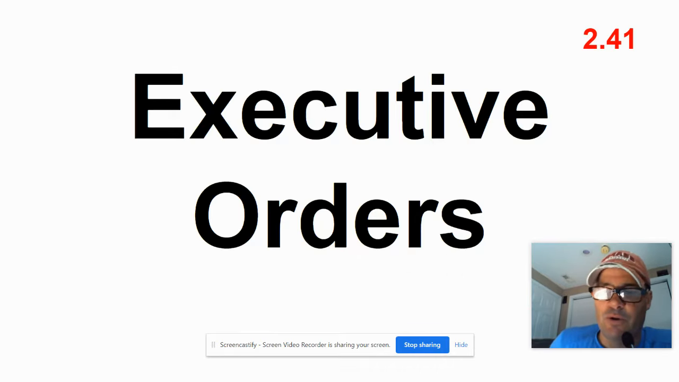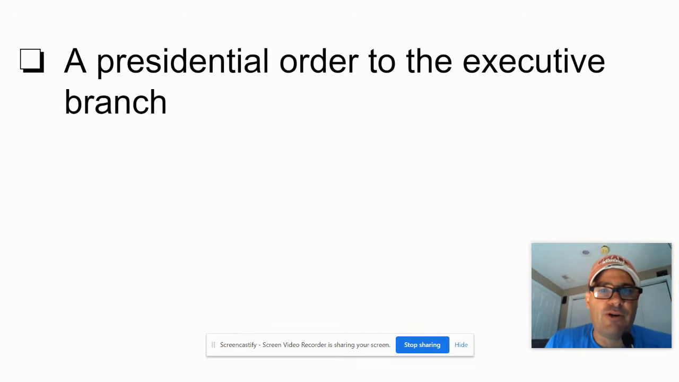All right, so 2.41, executive orders. This is huge because presidents pass a lot of these. Remember, this is about how you enforce law, and it's an order to the executive branch. It's a presidential order to the executive branch.